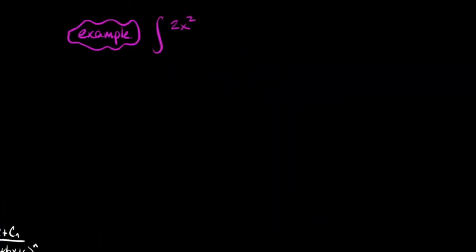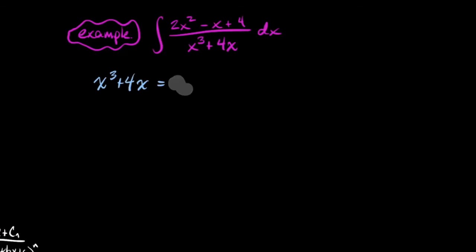2x squared minus x plus 4 divided by x cubed plus 4x dx. So again, the first thing we do is we focus on the denominator. So x cubed plus 4x, we can factor out an x, and then we'd have x squared plus 4. And remember that x squared plus 4 is not factorable.